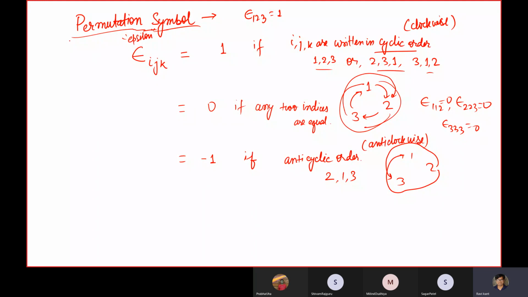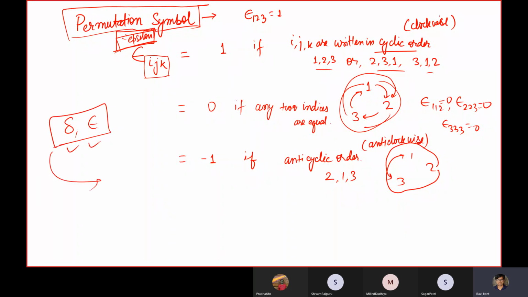Okay, so this is how I am going to define my permutation symbol, epsilon with ijk subscripts. And both the Kronecker delta and epsilon will give you insight to write your tensor alternatively. If you don't want, you are free to use your normal techniques, but this is another way to write your tensor algebras.